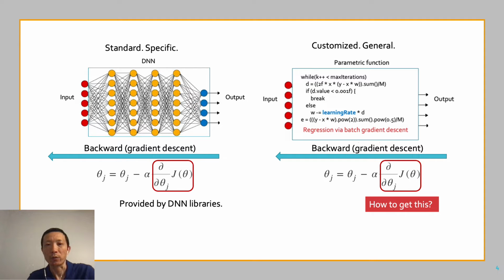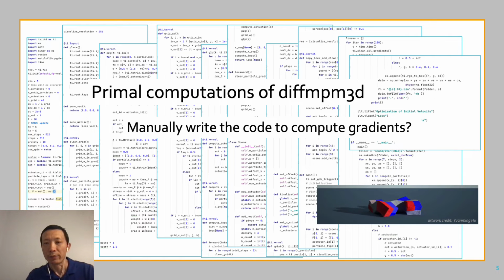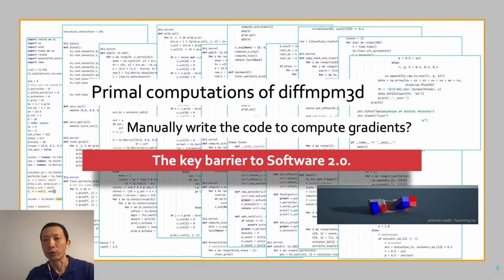Ask the programmers to write code to calculate gradients. It's not so easy to do for such a program with while loops and break statements inside. It would be even worse if the primal code is 10 pages long as this code has. Manually writing code to compute gradients becomes impractical. This is the key barrier to realizing the future intelligent software, also called Software 2.0.